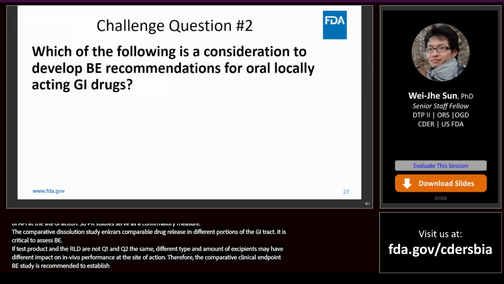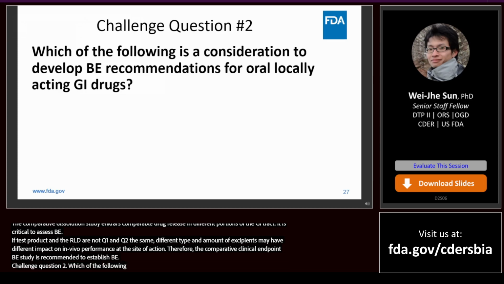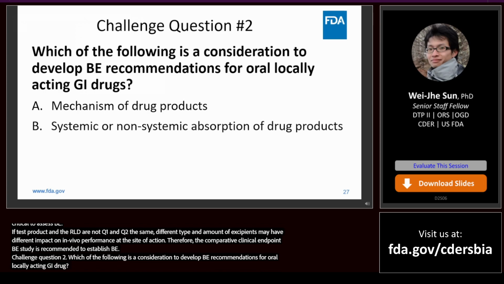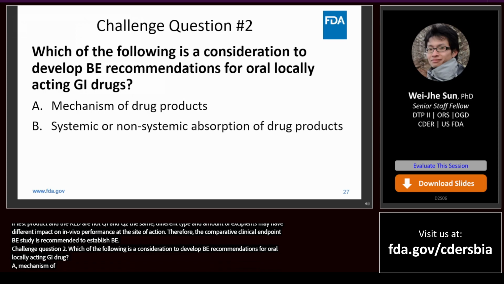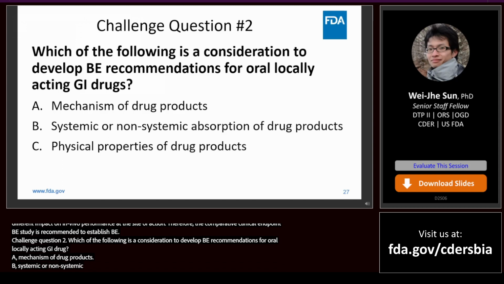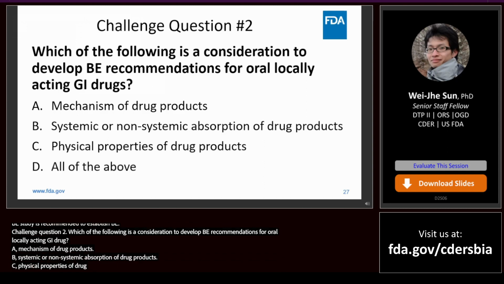Challenge question 2. Which of the following is the consideration to develop BE recommendations for oral locally acting GI drug? A. Mechanism of drug products. B. Systemic or non-systemic absorption of drug product. C. Physical property of drug products. D. All of the above.